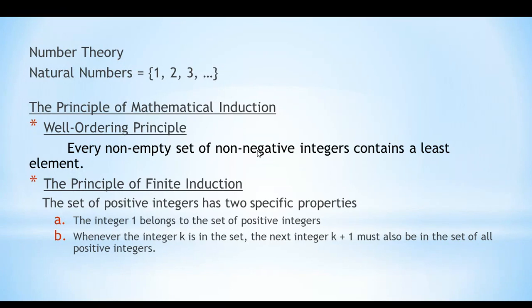The principle of mathematical induction has two specific properties. Property 1: the integer 1 belongs to the set of positive integers. Property 2: whenever the integer k is in the set, the next integer k plus 1 must also be in that set.